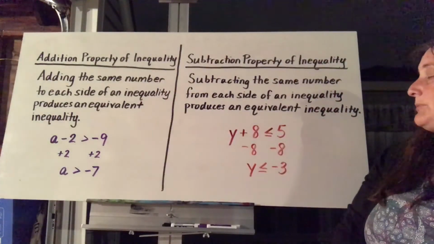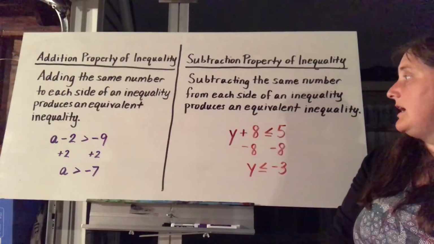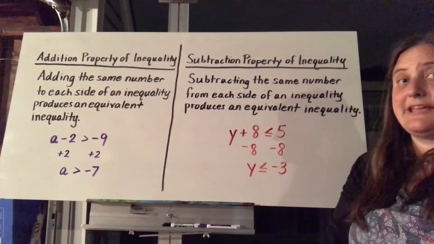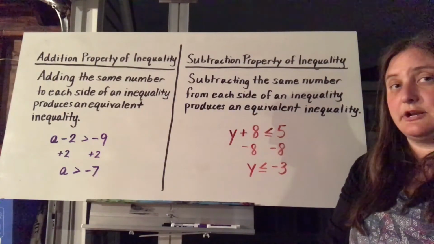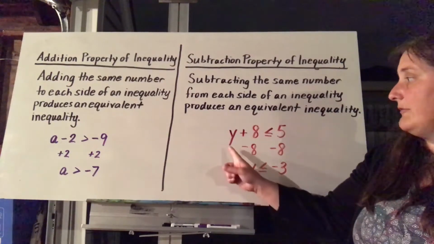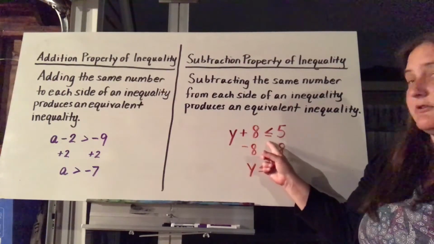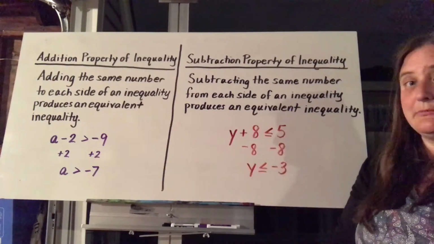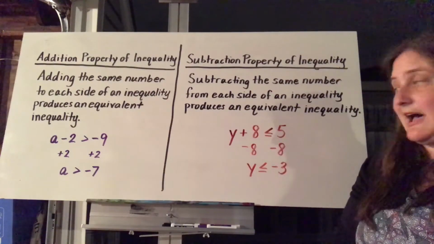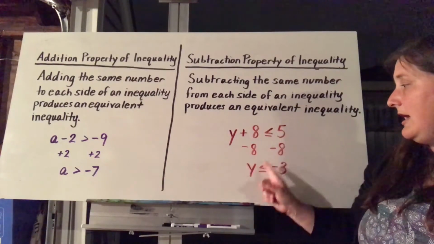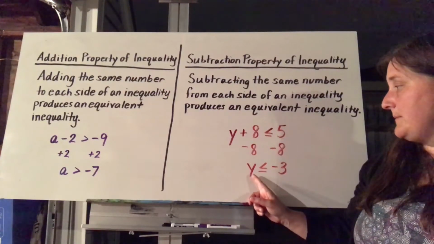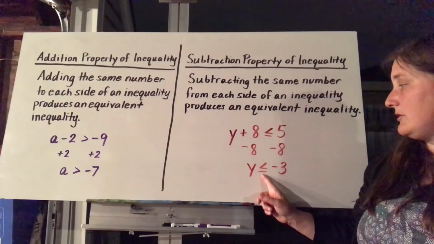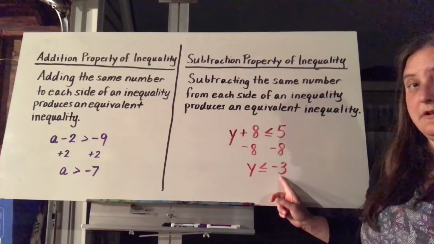The subtraction property of inequality states that you can subtract the same number from each side and it's going to produce an equivalent inequality. So I have y plus 8 is less than or equal to 5. As long as I subtract 8 from both sides here, I'm going to get an equivalent inequality. So y is less than or equal to negative 3.